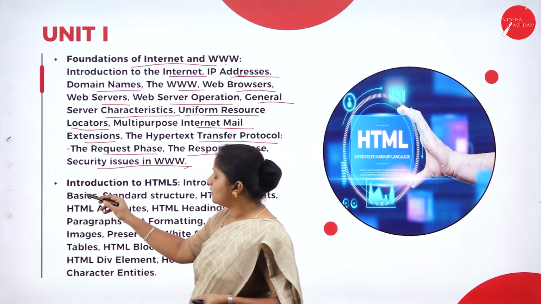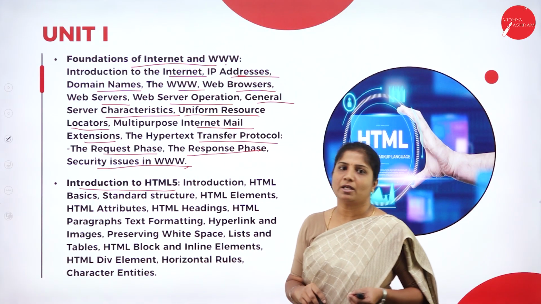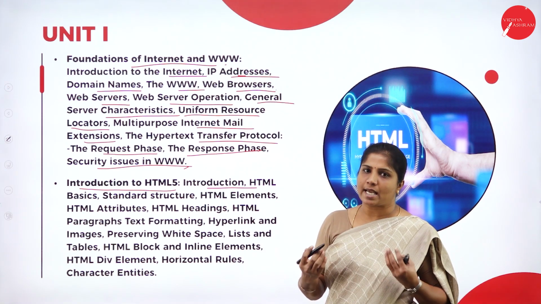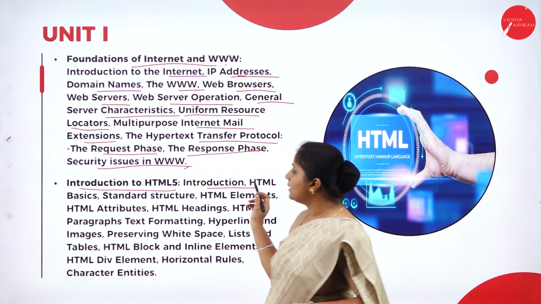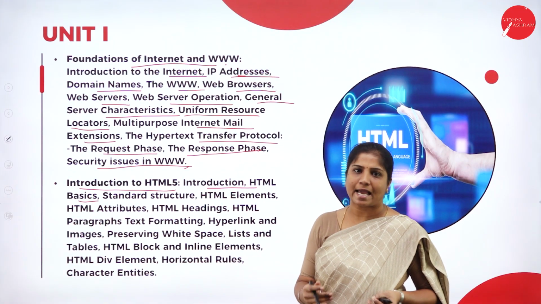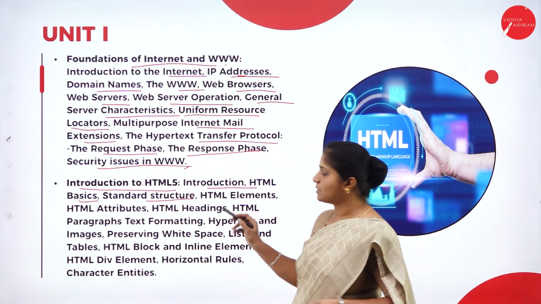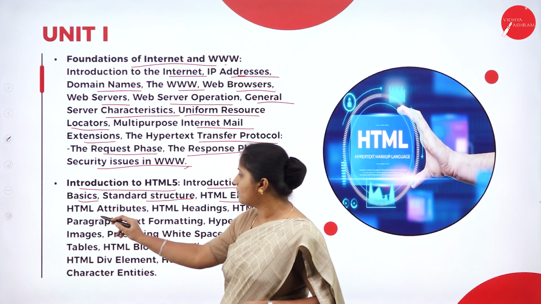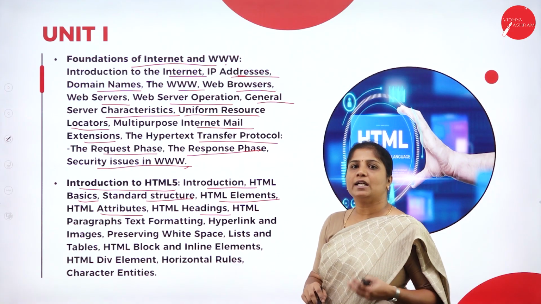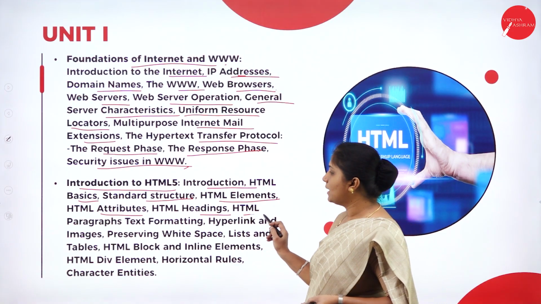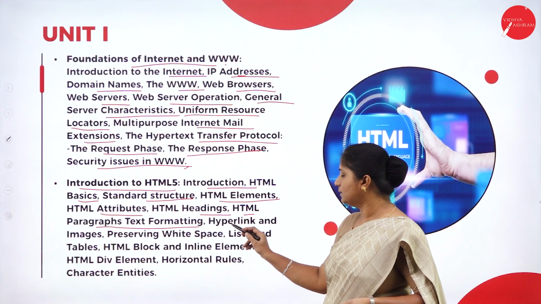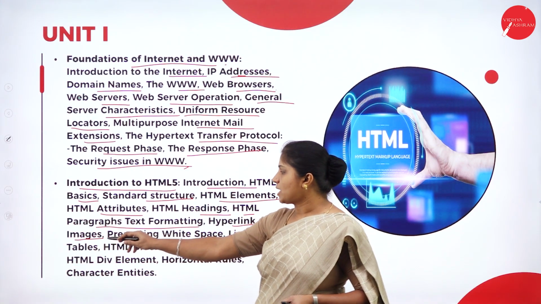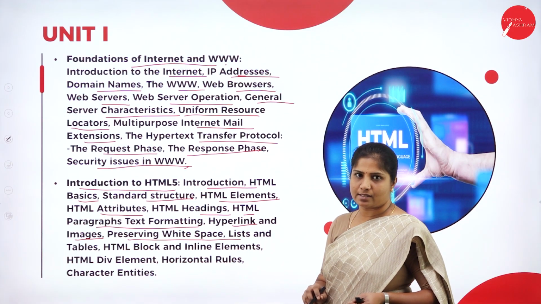So next chapter we have introduction to HTML5 under the unit 1. So in that we are going to study about what is HTML5 under the introduction part, then what are the HTML basics, tags we are using here, and what is the standard structure in HTML we are going to write, and what are the HTML elements, attributes, and how many different types of headings we are using, then HTML paragraph text formatting, then hyperlink, then also how we are going to insert the images, then which tag is used, then preserving white space.